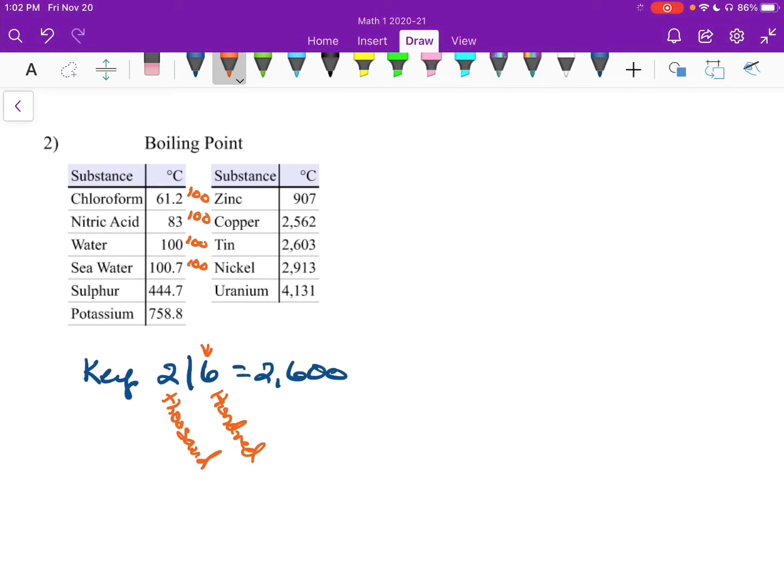444.7 will round down to 400. 758 will round up to 800. 907 is 900. 2,562 will be 2,600. And then we have another 2,600, a 2,900, and then a 44,100. All right, so all of those numbers were rounded to the nearest 100. Okay, now that we have that, we can draw our stem and leaf plot.